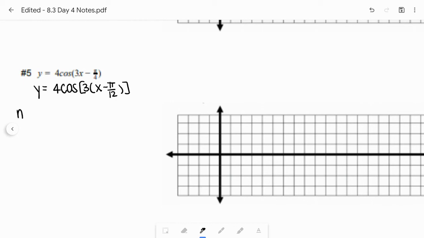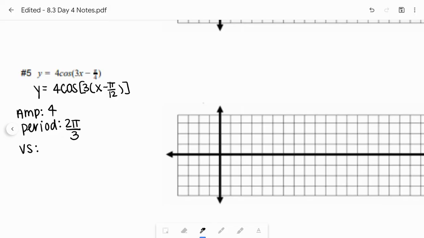Okay, so my amplitude is 4. The period, that's 2 pi over b, and b is 3. And then my phase shift, sorry guys, that should be phase shift, not vertical shift. That's negative pi over 12, so that would be moving right pi over 12, and I don't have a vertical shift here. Okay, so starting out, let's count 8 spots over.